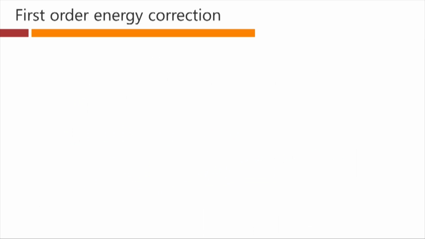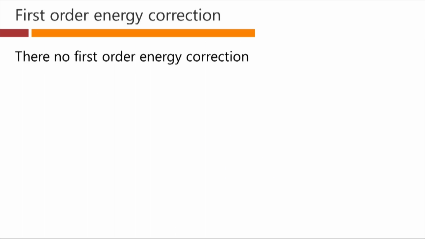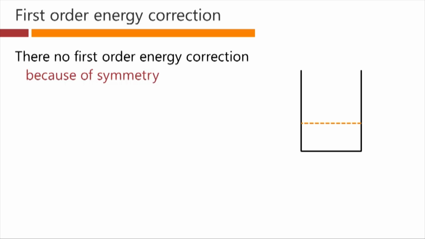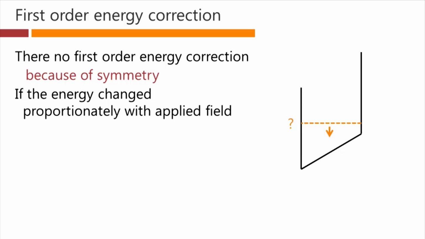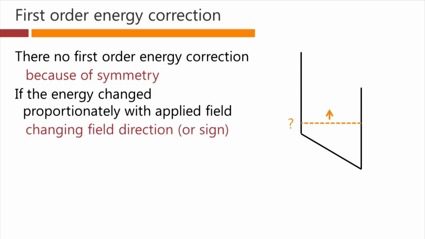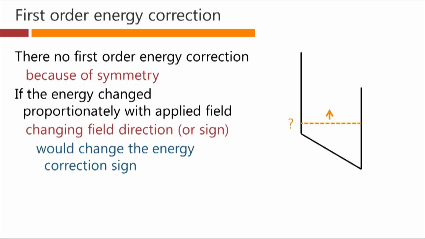Why is that? Well, there's no first-order energy correction because of symmetry. Here's our problem. Before we put the field on, we've got our usual infinitely deep well. This is the first energy level within it. If the energy changed proportionately with applied field, suppose for some reason it went down here, changing the field direction, or the sign, would change the energy correction sign as well. Truly, if the change in energy is proportional to the field, then if it's negative for a positive field, then it's positive for a negative field, or vice versa.